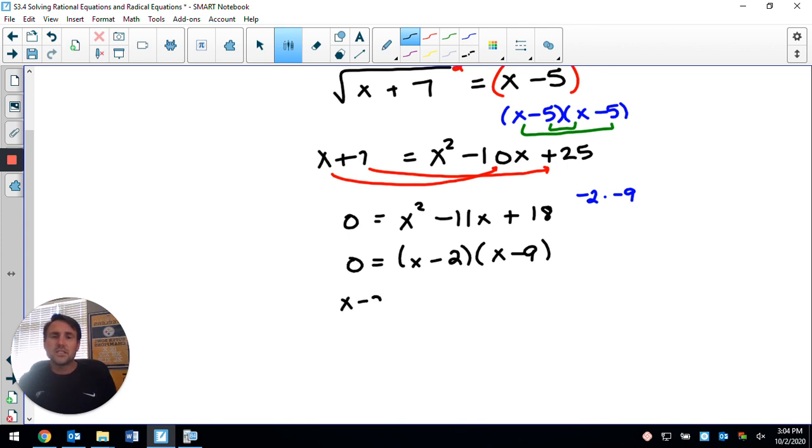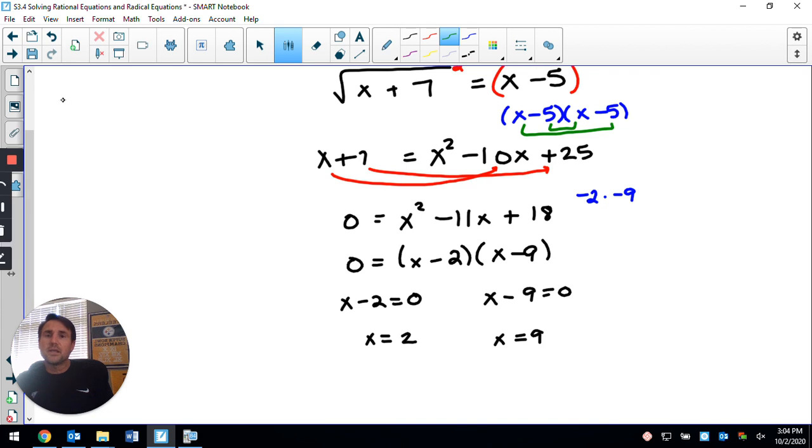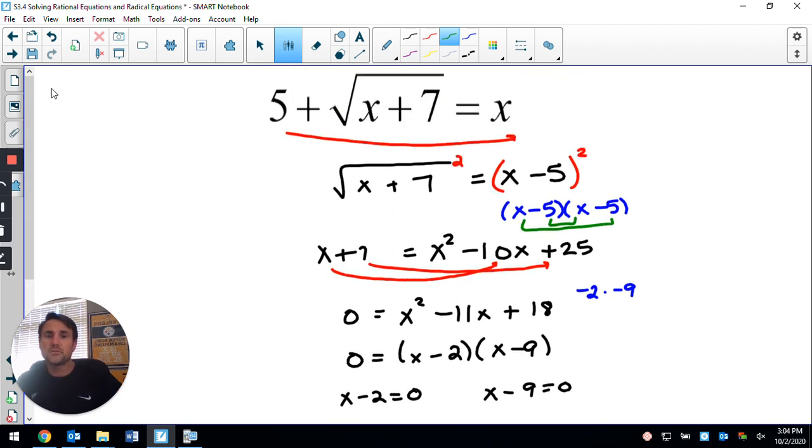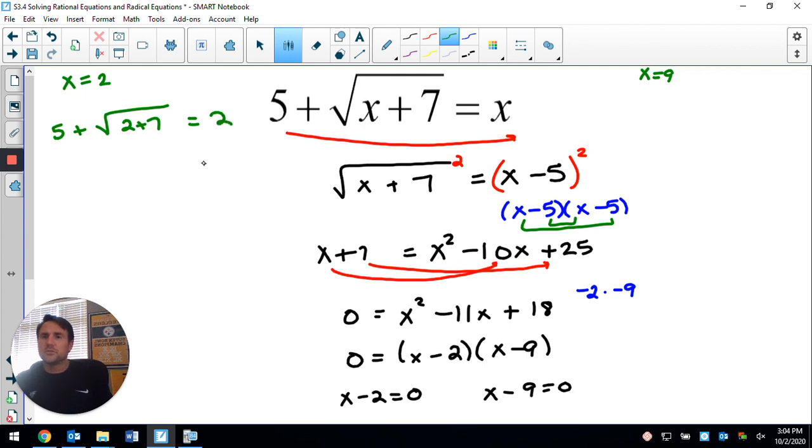And then we can set each factor equal to 0 and solve them independent of each other. So this one will give me 2, and this one will give me 9. And we're not done there, right? We have to make sure these answers work. So we're going to plug them back in and see. We're going to go way back up to the original equation, and we're going to see if 2 and 9 actually work. All right, so let's try it out. 5 plus the square root of 2 plus 7 equals 2.